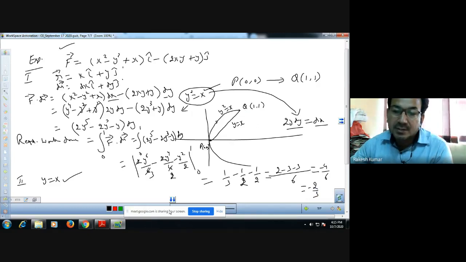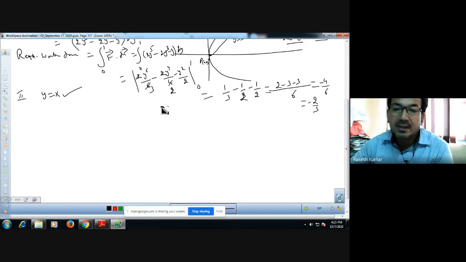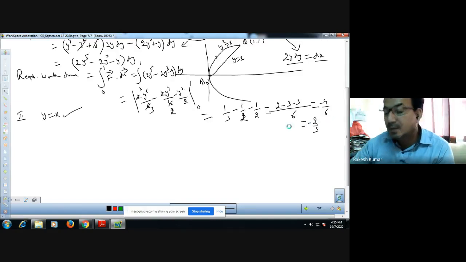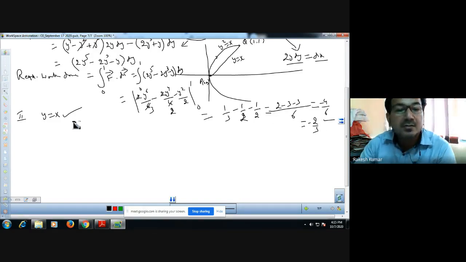And you just see, we are getting the work done in a negative value. But the work done should always be a positive quantity. Why does it come out to be negative? Because we are using the clockwise direction. That's why the value comes out to be negative. So you can omit the negative sign also and get the value. That is 2 by 3.